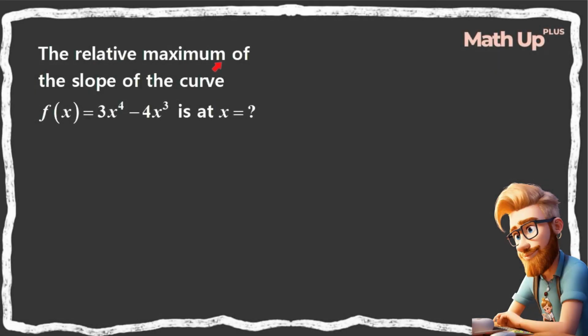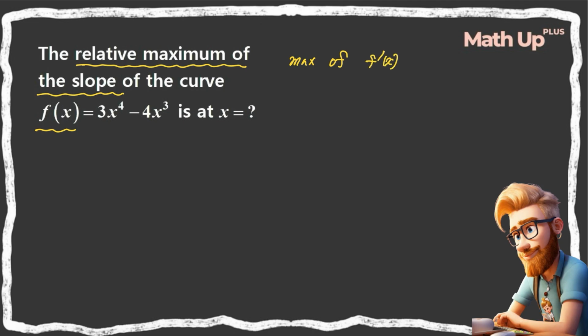The relative maximum of the slope of the curve f is at x equal what value? Okay, we have to be careful that the question is not asking us to find the relative maximum of f. Instead, it is asking us the relative maximum of the slope of the curve f. So maximum of slope of the curve f. What's the slope of f? That's f prime of x.